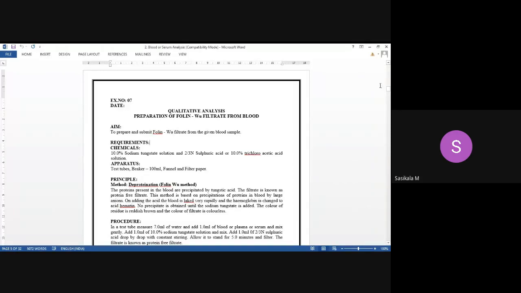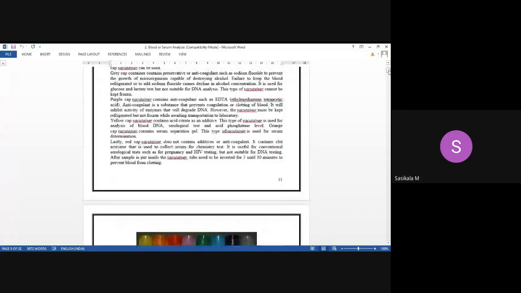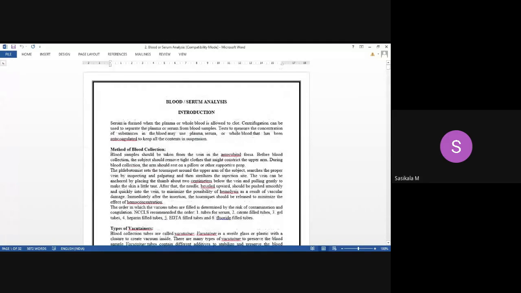Now let's see about blood samples analysis. So today we'll move on to blood or serum analysis. The remaining urine experiments, when you are coming to college, you will be performing. Whichever you have not done will be repeated and will be done in the lab. Now we'll discuss regarding blood and serum analysis.